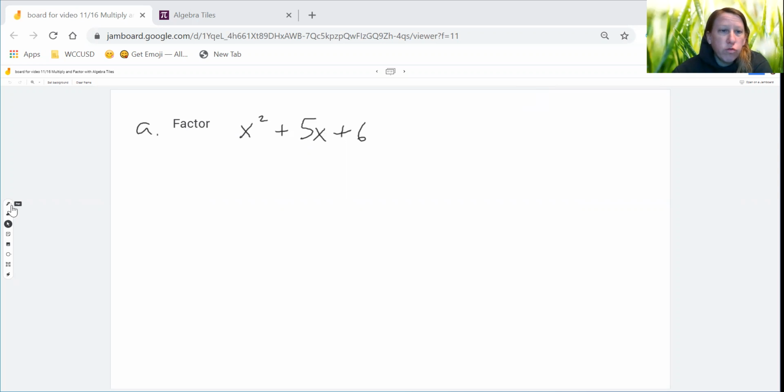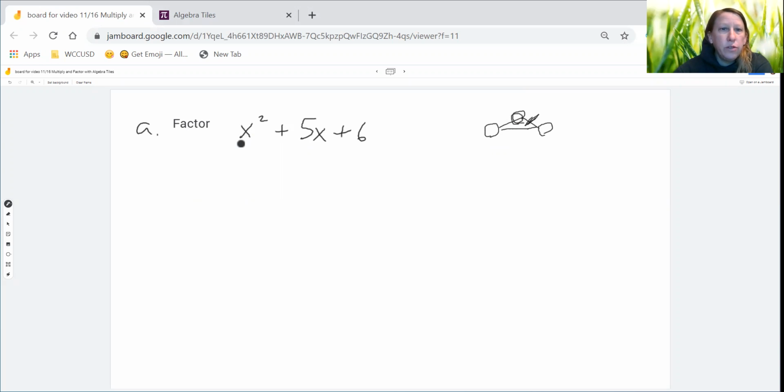This is a trinomial because it has 1, 2, 3 pieces. Let's see if I can draw a tricycle. Ooh, this is a tricycle. It has 3 wheels. You sit here. There's little handlebars. Okay, 1, 2, 3 pieces. It's a quadratic trinomial because it has a square in the front.